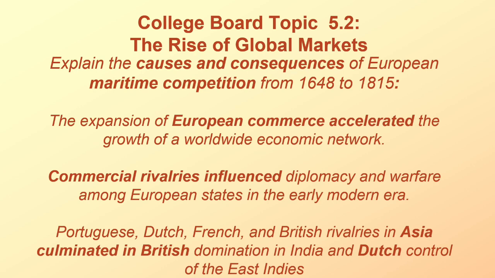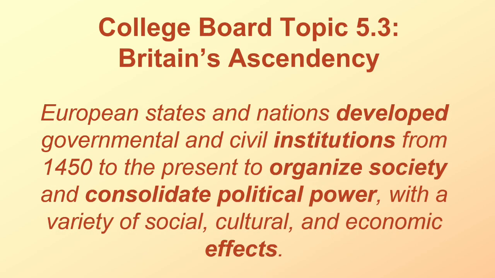And then it says this, a different historical thinking skill, explain the causes and consequences of European maritime competition from 1648 to 1815. The expansion of European commerce accelerated the growth of a worldwide economic network. Commercial rivalries influenced diplomacy and warfare among European states in the early modern era. Portuguese, Dutch, French, and British rivalries in Asia culminated in British domination in India and Dutch control of the East Indies. And then we have topic 5.3, Britain's ascendancy.